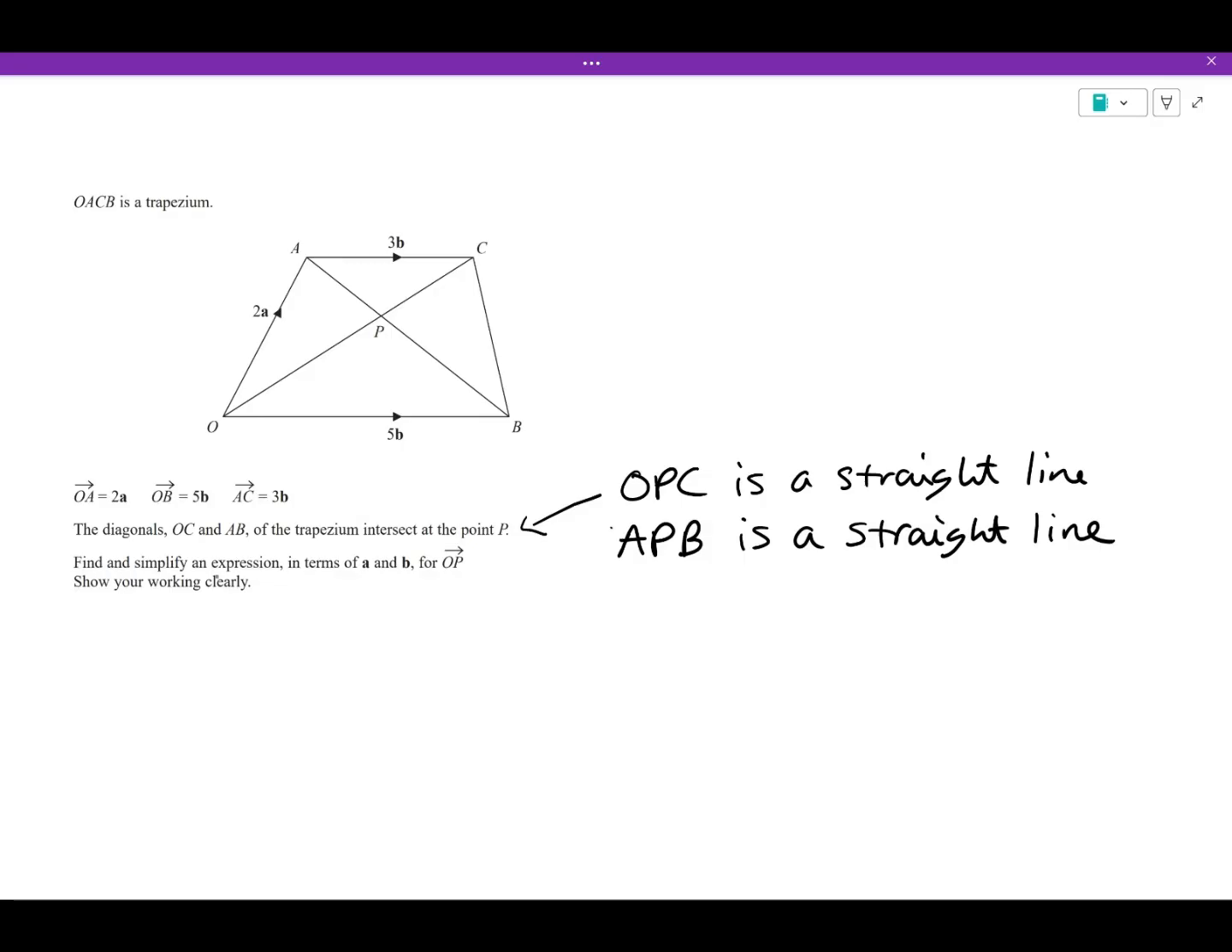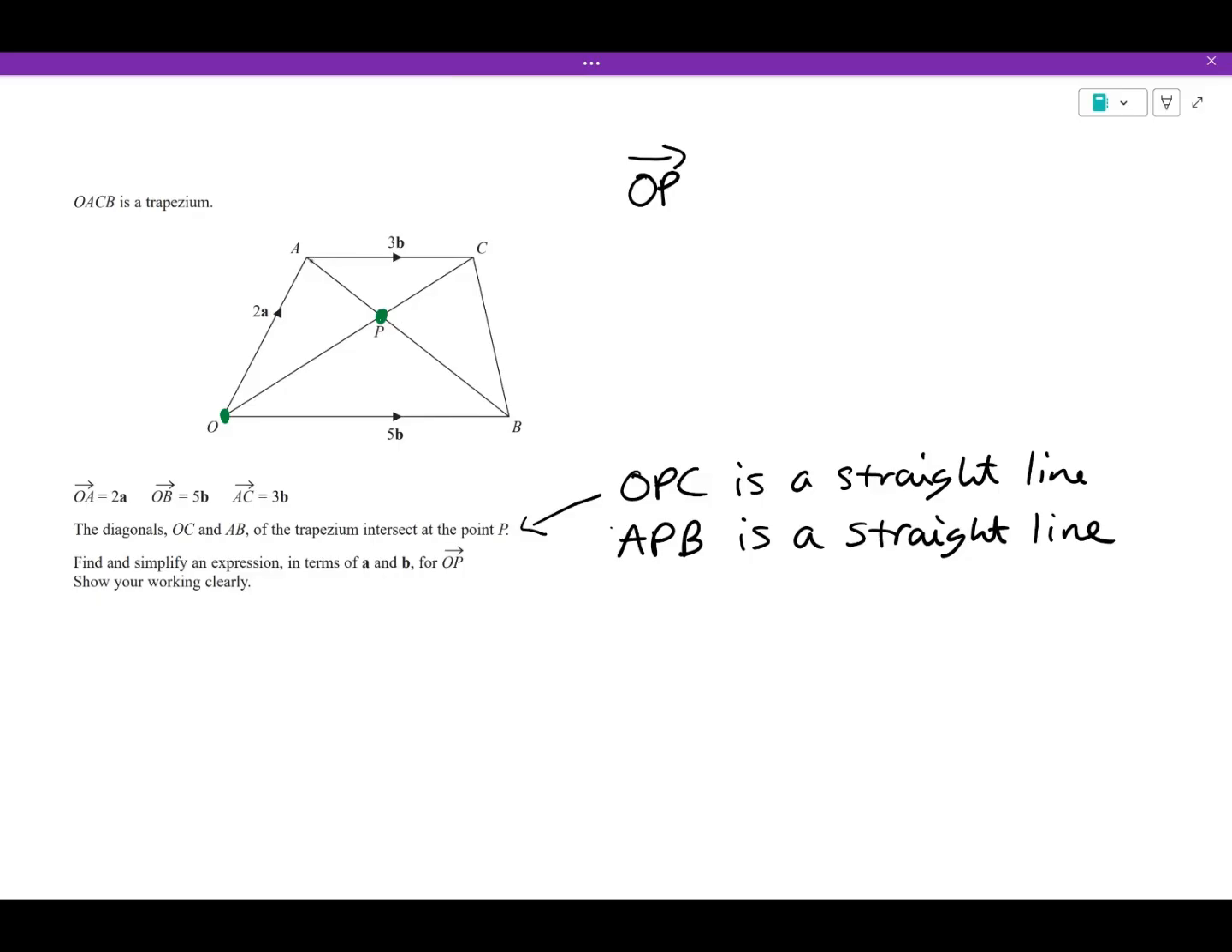Now we're told to find and simplify an expression in terms of our vectors A and B for O to P. So let's start thinking about how we are going to get from O to P. Well, if I'm starting at O and I need to end up at P, let's think about where we can go. Because I don't know the direct vector from O to P. I don't have any sort of ratio or fraction involving the line OPC. So what I could do is go to A first. Now, do I know how to get from A to P? No, once again, I don't know that vector. I don't have any information about the line going through A, P, and B.